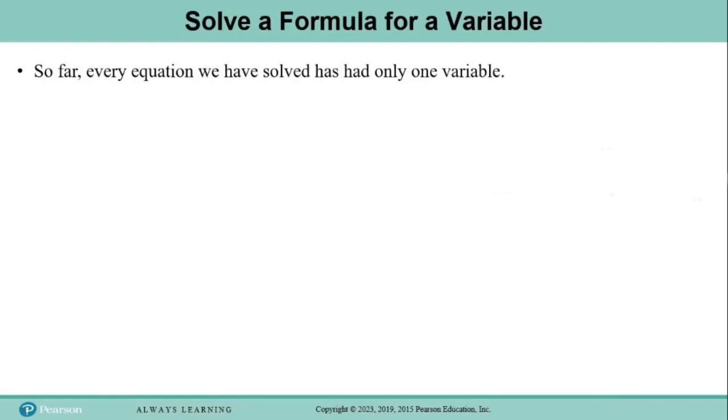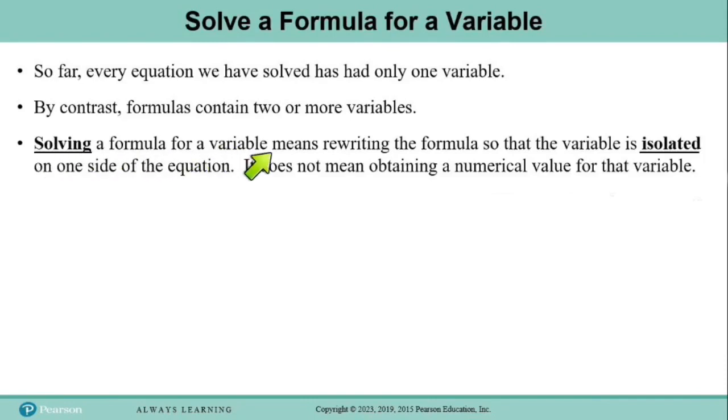Okay, now we're going to switch gears a little bit and talk about how to solve a formula for a different variable. So far, every equation we have solved has only had one variable, but formulas contain two or more variables because there's always at least one thing that you're plugging in and another thing that you're trying to calculate. So solving a formula for a variable means rewriting the formula so that the variable is isolated on one side of the equation. It does not mean obtaining a numerical value for that variable. You're not trying to solve and get a number, you're just trying to isolate a different variable.